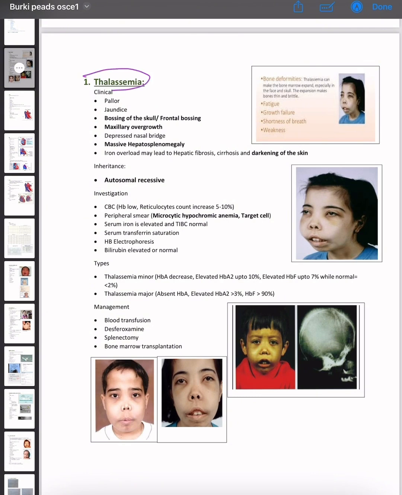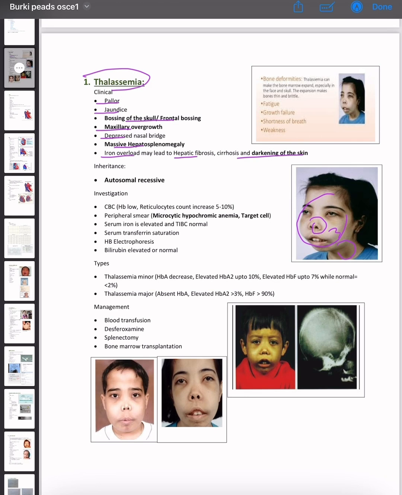What is thalassemia and what is the clinical presentation of thalassemia? In thalassemia, the patient will be pallor. This will be the clinical appearance. Jaundice will be there. Bossing of the skull or frontal bossing. Maxillary overgrowth is present. Depressed nasal bridge. Massive hepatosplenomegaly. Iron overload may lead to hepatic fibrosis, cirrhosis, and darkening of the skin. This is the darkening of the skin. This is bossing of the head. This is maxillary overgrowth, depressed nasal bridge. So all these are the clinical appearance of thalassemia.